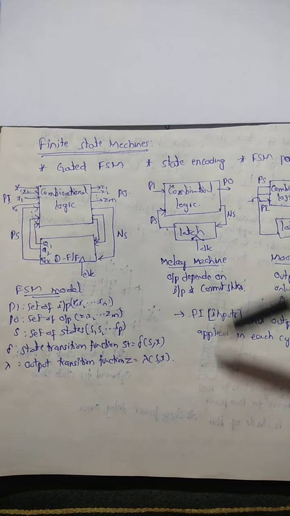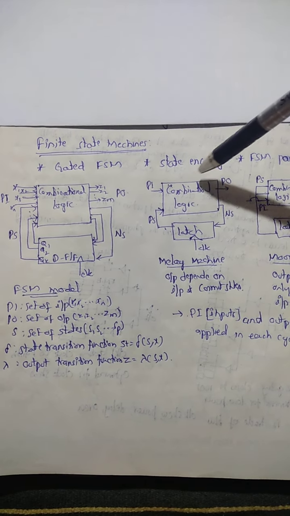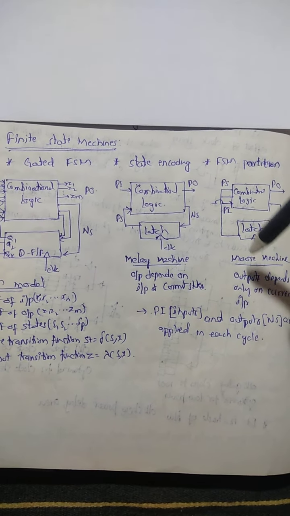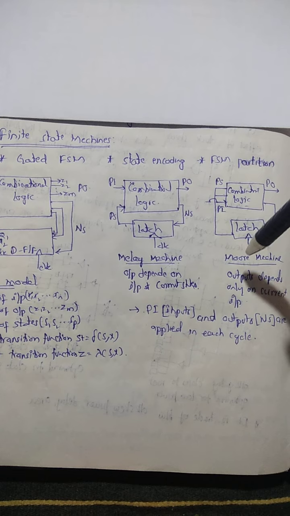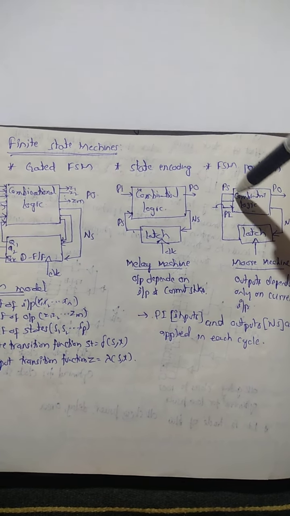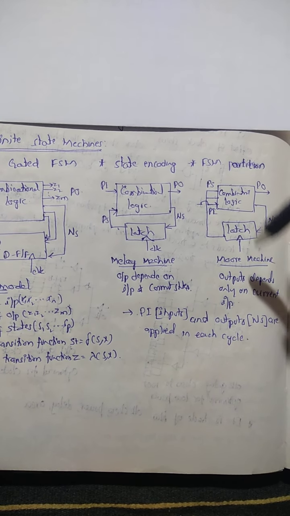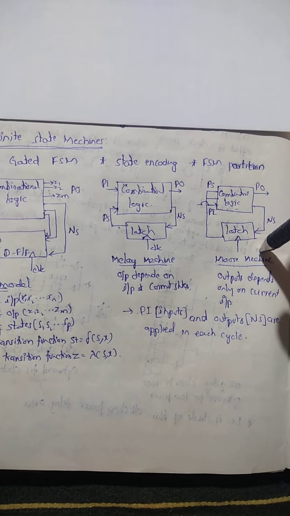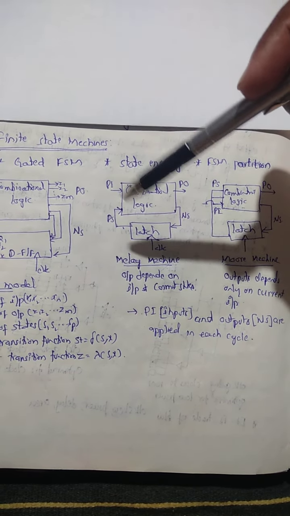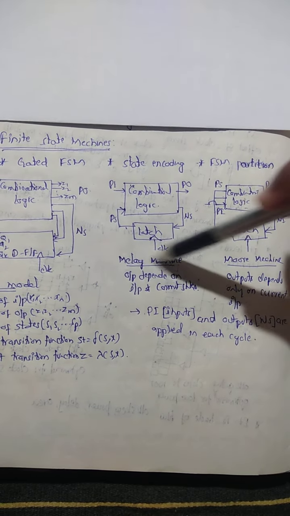There are two types of FSMs: one is the Mealy machine, another one is the Moore machine. If the output depends only on the current inputs, we call that type of FSM a Moore machine. If it depends upon the current as well as the previous, then we call it a Mealy machine.